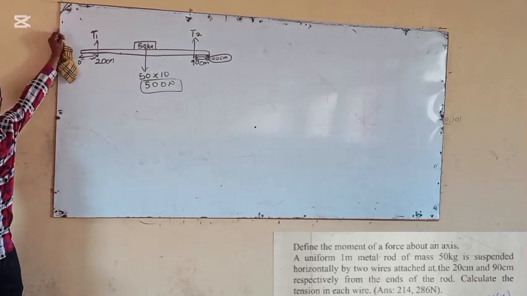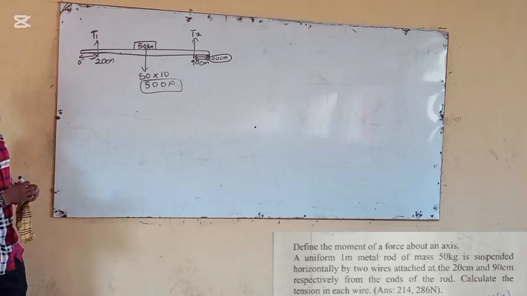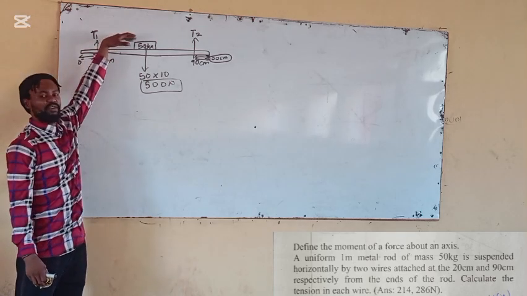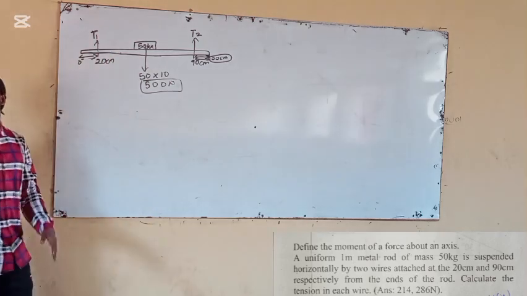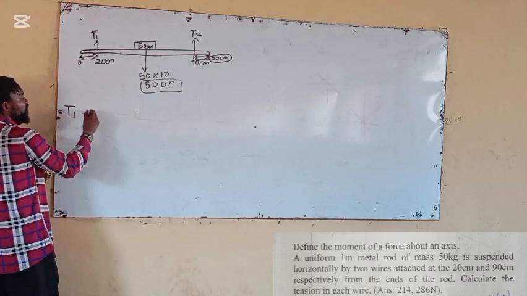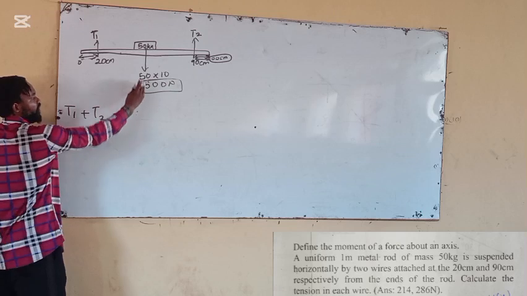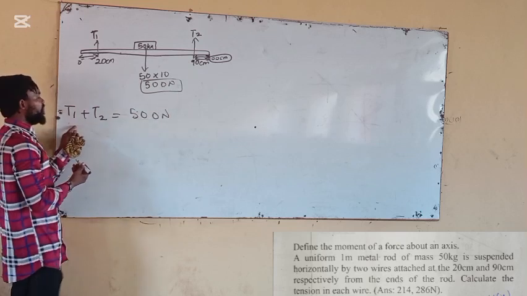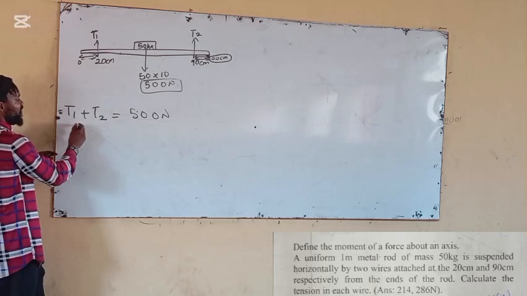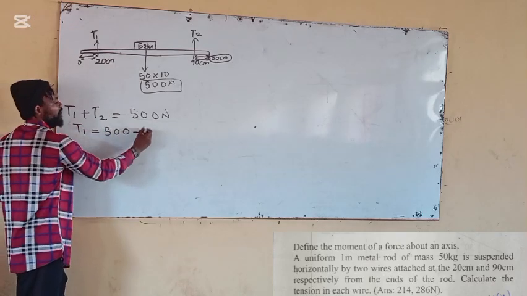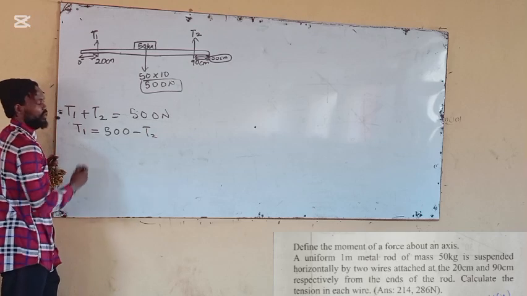Please pay attention to this. The first thing I want you to always think of is our principle of moments and that of equilibrium. Remember in equilibrium, the sum of upward forces must be equal to the sum of downward forces. Which means here I have T1 plus T2 equals 500 Newton. So if I make T1 the subject, I should have T1 equals 500 minus T2.